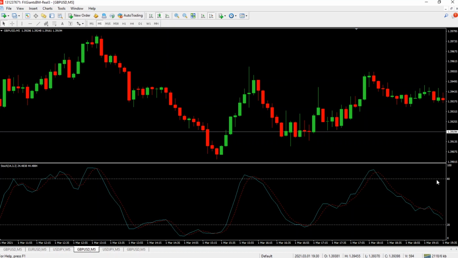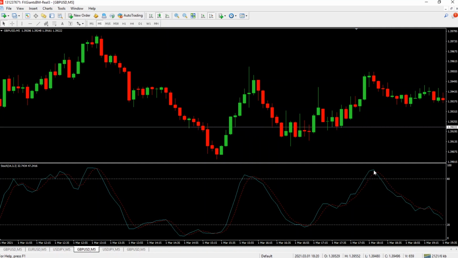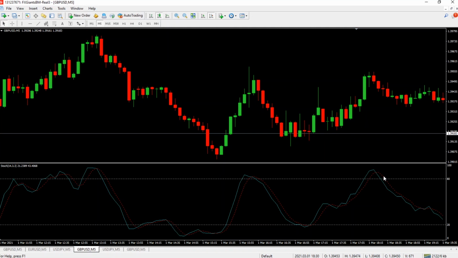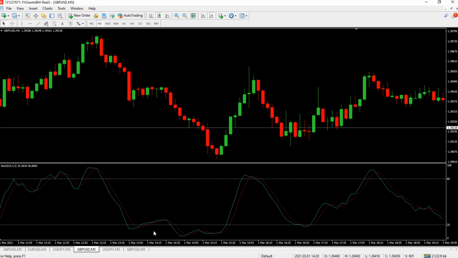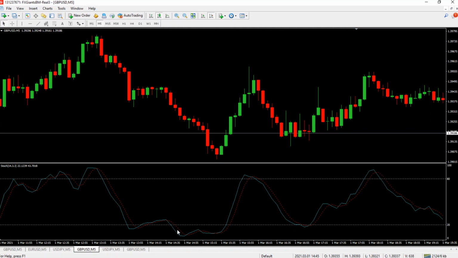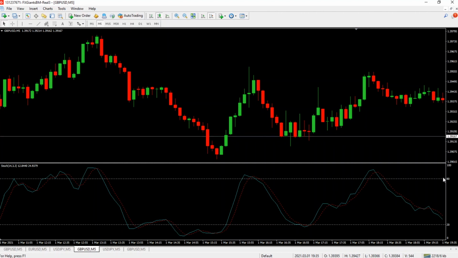This is the 80 region. Once the K line and the D line cross over the 80 section, it is considered overbought, and when the blue line and the red line cross below the 20 section, it is considered oversold. Take note of the two regions on the stochastic chart. We have the 80 region and the 20 region.